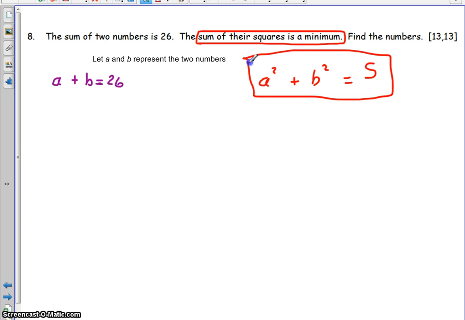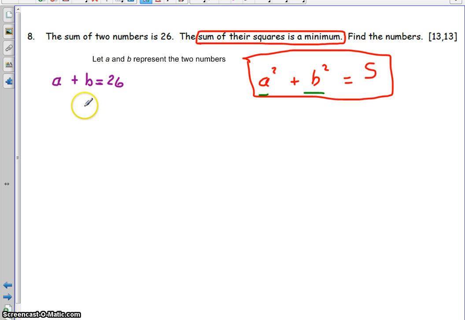And the moment you see the word minimum, you're thinking something to do with the vertex. Now we're trying to find the numbers that make this a minimum. So we don't care what the actual minimum value is, just what numbers make it a minimum. So we're looking for the actual axis of symmetry here. Now the problem again here is we have too many independent variables. We have A, we have B, so we can't actually work with that yet. But we do know that A plus B is equal to 26. So we can use this information over here to eliminate one of the variables.